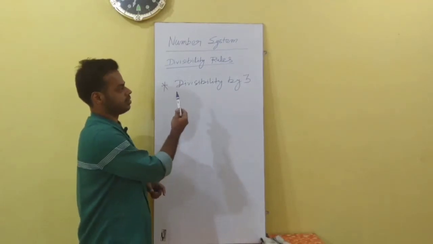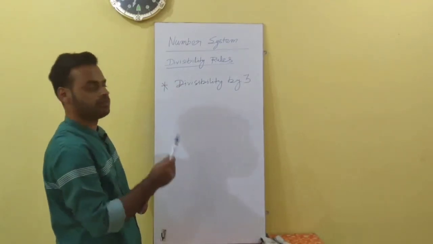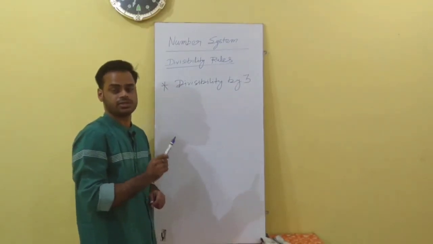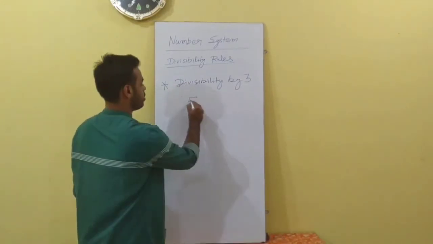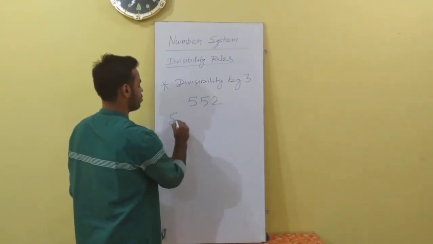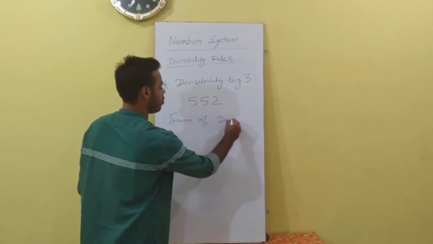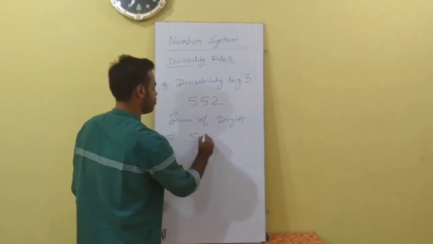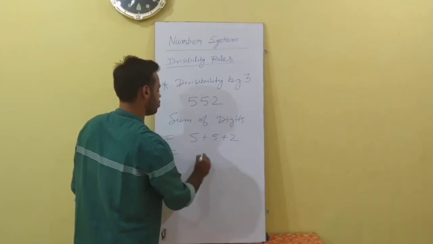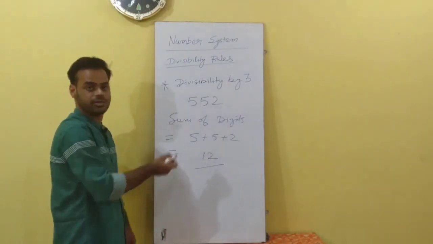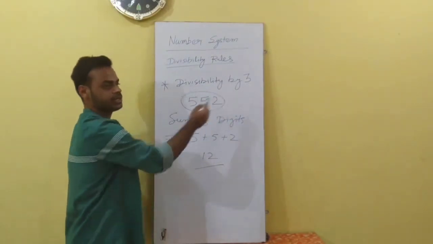So now we will see divisibility by 3. So what is the rule for 3? A number is divisible by 3 only if the sum of the digits of the number is divisible by 3. Consider the number 552. We will find the sum of all digits of the number, which is equal to 5 plus 5 plus 2, which is equal to 12. And as we know that 12 is divisible by 3, hence this number 552 will be divisible by 3.